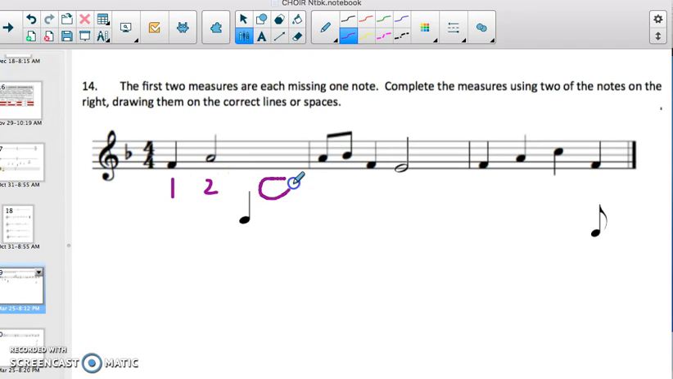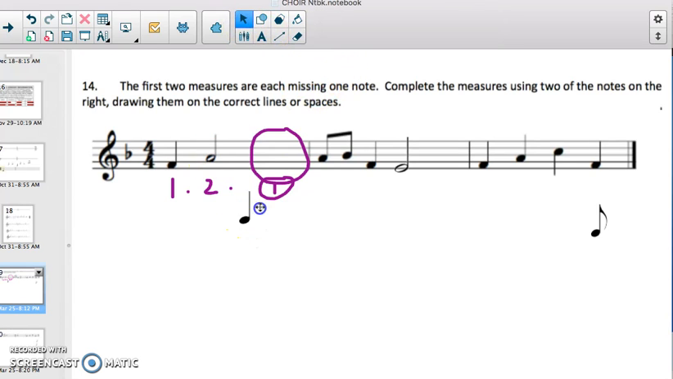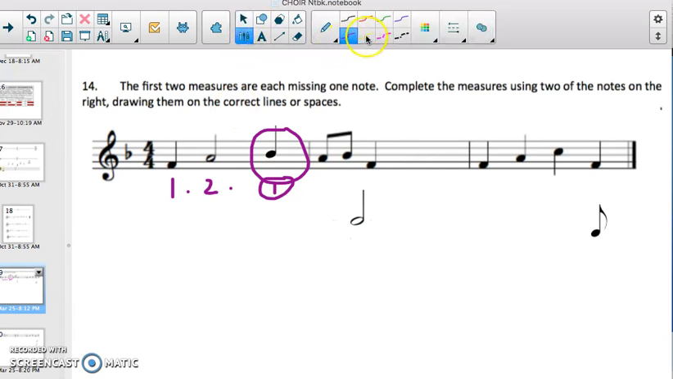So I know that I need 1 more beat to complete this measure. 2 plus 1 plus 1. And I know that it's 1 note because it says the first two measures are each missing 1 note. So then I just need to figure out what 1 note goes there. If I have 1 beat, 2 beats, I need something that is only 1 beat. So that's how I figured out my quarter note goes somewhere here. I don't even need to hear this example to know that I'm going to put a quarter note in that measure.